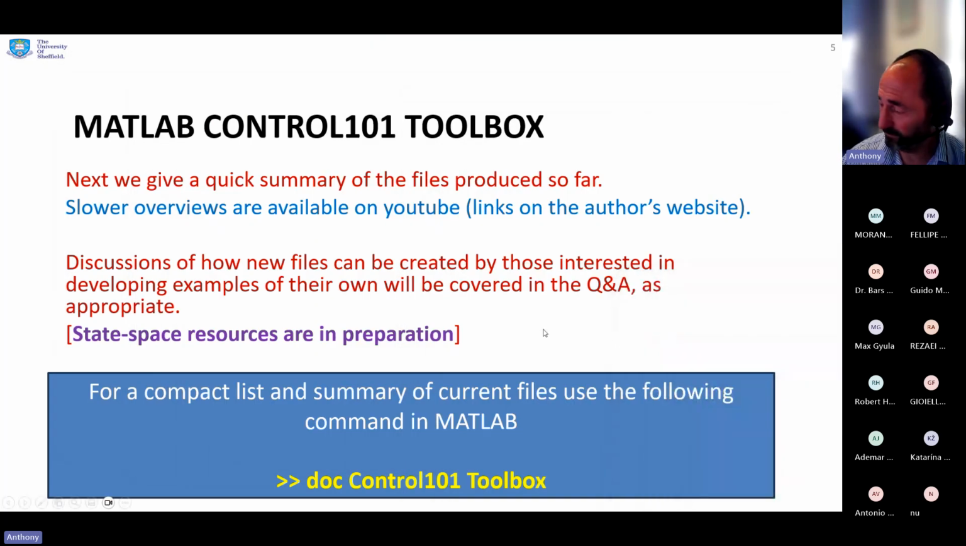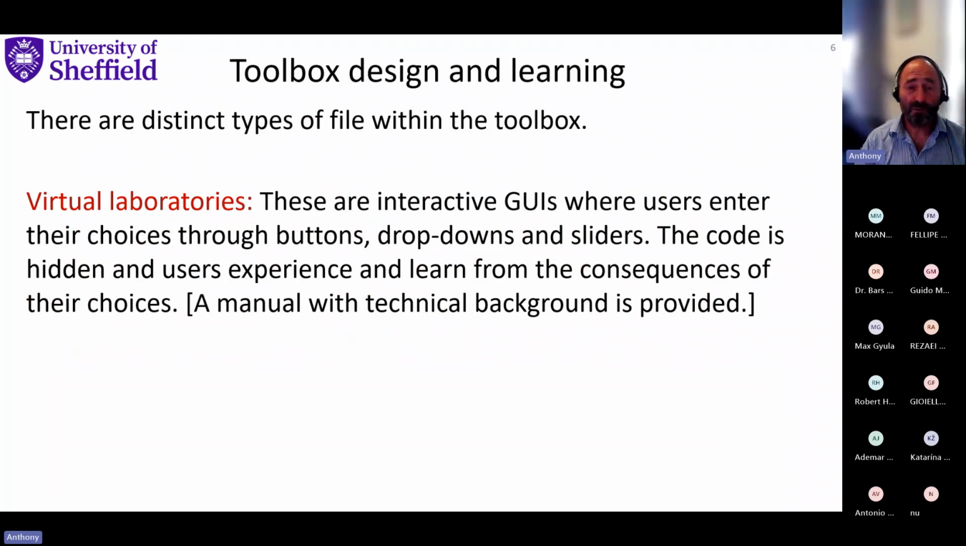Okay, so what sort of files have we got in the toolbox? So we've got virtual laboratories. These are interactive GUIs where users enter their choices through buttons, drop-down menus, sliders, and so on. The code is all hidden, and there's a limited number of things that students can choose, but each of these comes with a manual. And when you run the GUI, the manual is opened automatically, and that gives you all the technical background, and I'll show you one of those briefly.